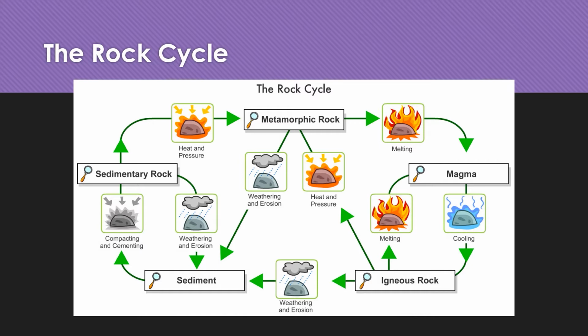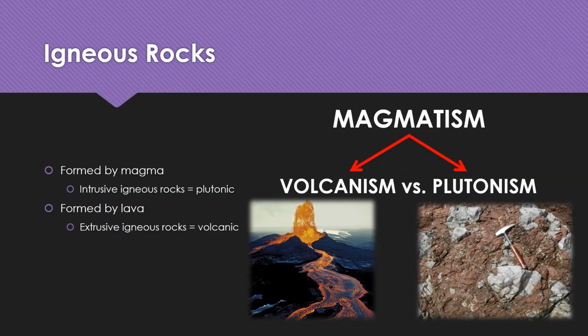The cycle itself is driven by the Earth's internal heat and external processes, so this could occur out of order. Some igneous rocks can even get remelted and become new igneous rocks, just like a metamorphic rock can get reheated and undergo pressure and become a new metamorphic rock. So igneous rocks are formed by magma.